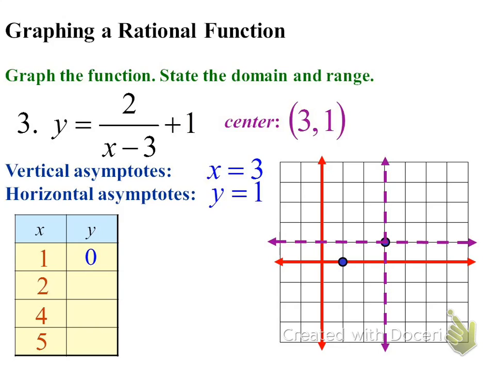When you plug 1 in, you would get 2 divided by -2, which is -1, plus 1 is 0. If you plug 2 in, you get 2 divided by -1, which is -2, plus 1, which is -1. When you plug a 4 in, you'd get 2 divided by 1, which is 2, plus 1, which is 3. And when you plug a 5 in, you would get a 2 in the bottom. 2 divided by 2 is 1. 1 plus 1 is 2. Connect them. Don't touch your asymptotes. And you're done.